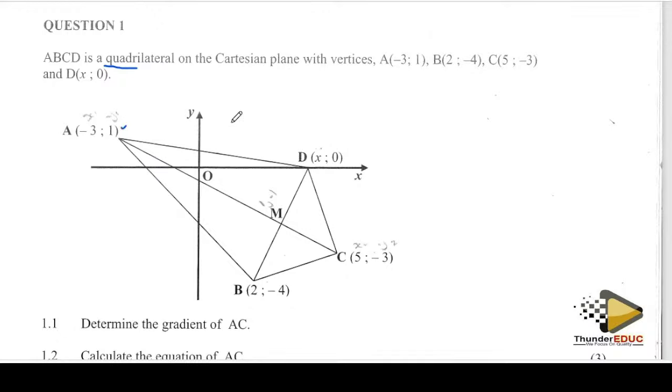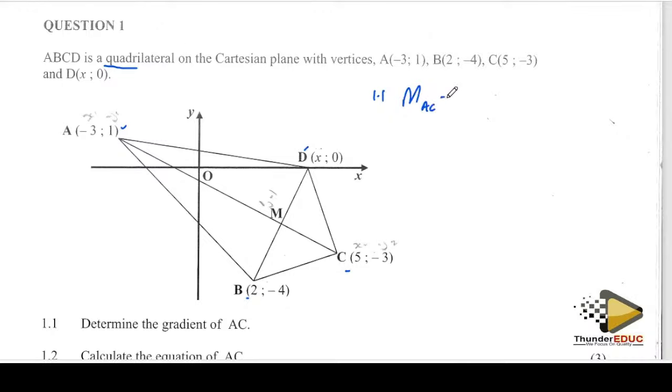3 and 1. Okay. B is 2, -4. C is 5, -3. And then we have D, which is x and 0. Question 1.1. They want us to get the gradient of AC.